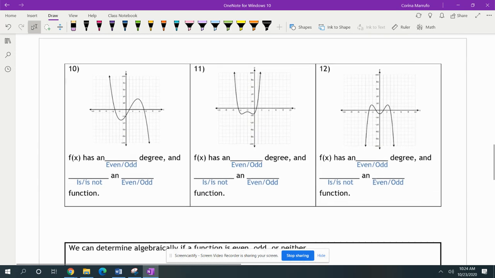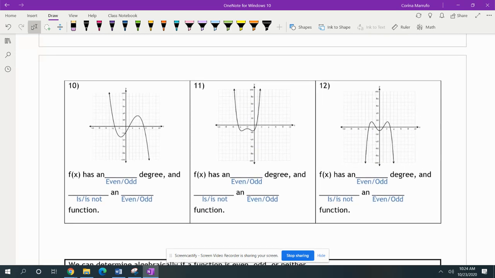Okay, so we're going to try a few more. Based off of the end behavior, this is pointing up, this is pointing down, they're pointing in opposite directions, so this is an odd degree. Now we're going to check, is this an odd function? We take one of the points and reflect it across the x-axis and then across the y-axis. If we land back on the graph, then it is an odd function, but it does not land back on the graph, so this is not an odd function.